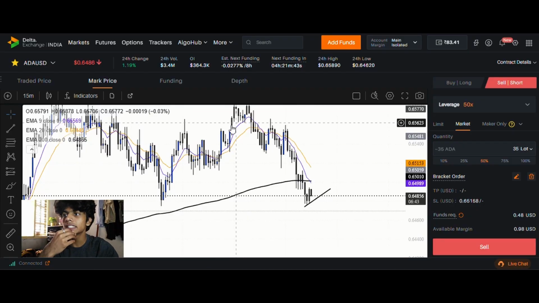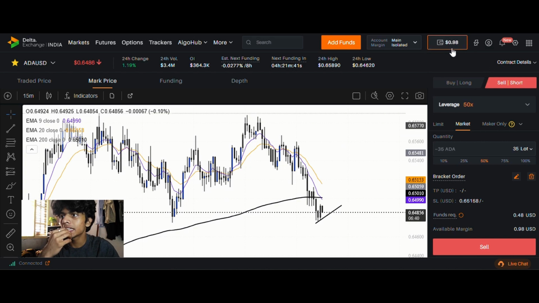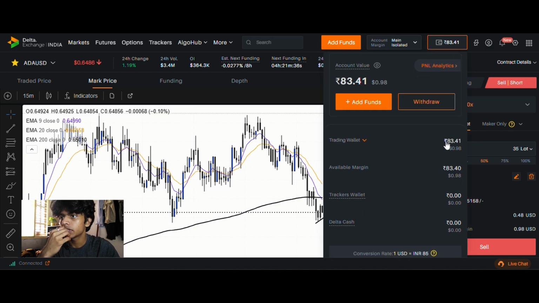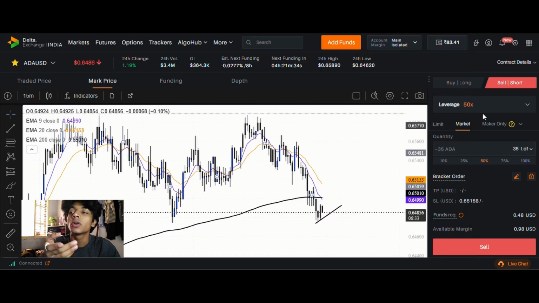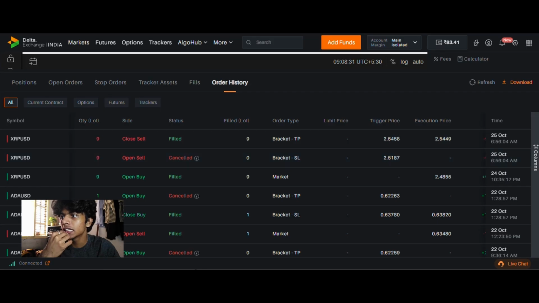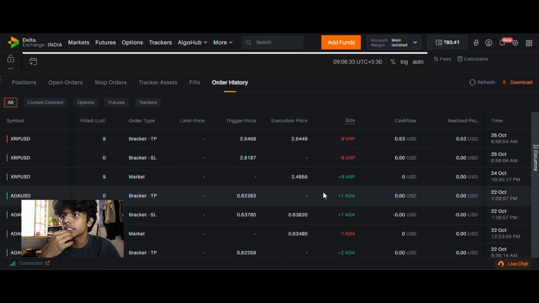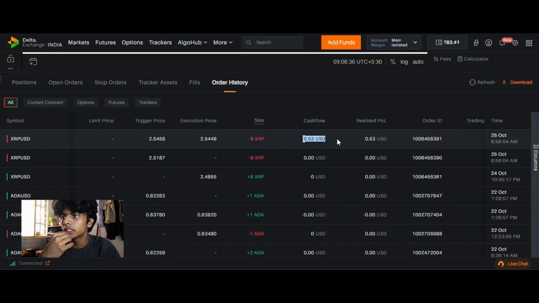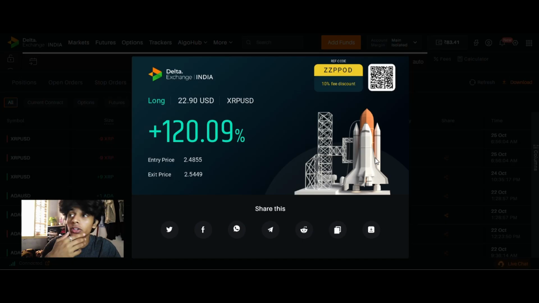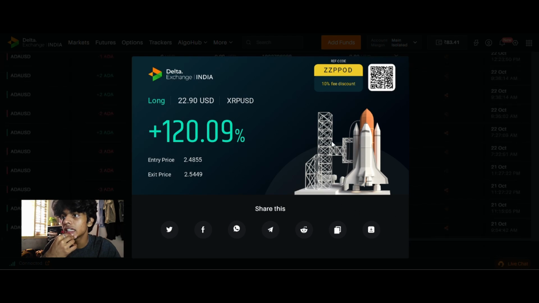Yeah, so as you guys can see here, the account is at 83 rupees, and we have almost 1 USD. And if you go to the order histories, you can see that I didn't take any other trades. It is yesterday's trade only. You can see it has a cash flow, and it is also the shared link if you wanna check it out for yourself. You can see we made 120% returns on this trade, which is absolutely insane.